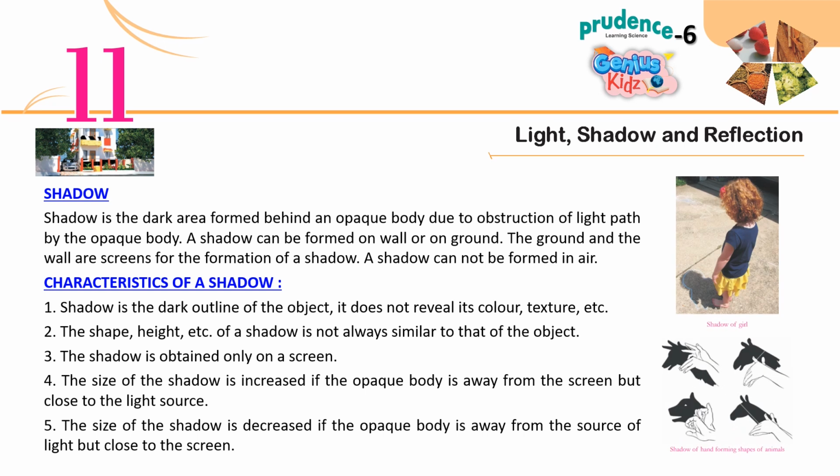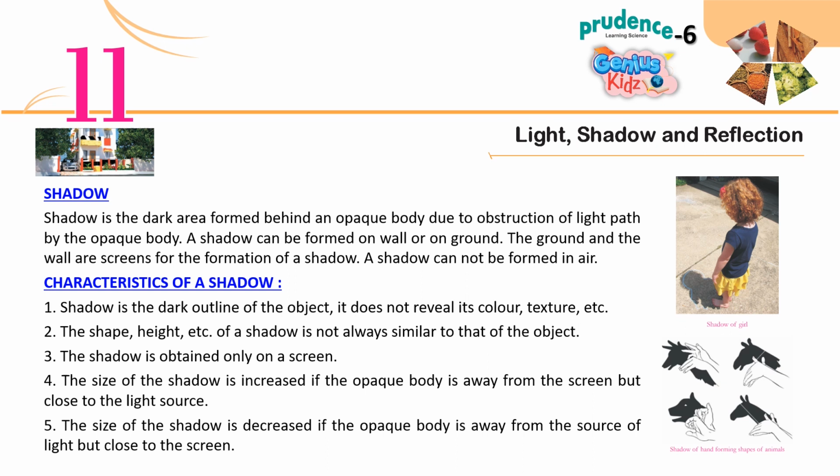Shadow. Shadow is the dark area formed behind an opaque body due to obstruction of light path by the opaque body. A shadow can be formed on wall or on ground. The ground and the wall are screens for the formation of a shadow. A shadow cannot be formed in air.